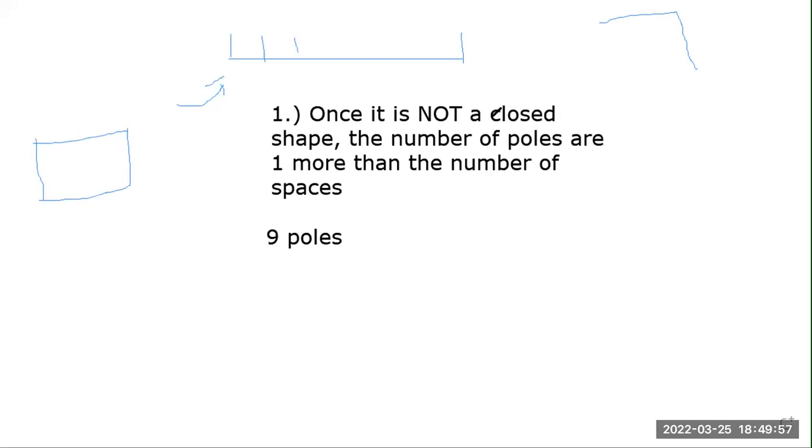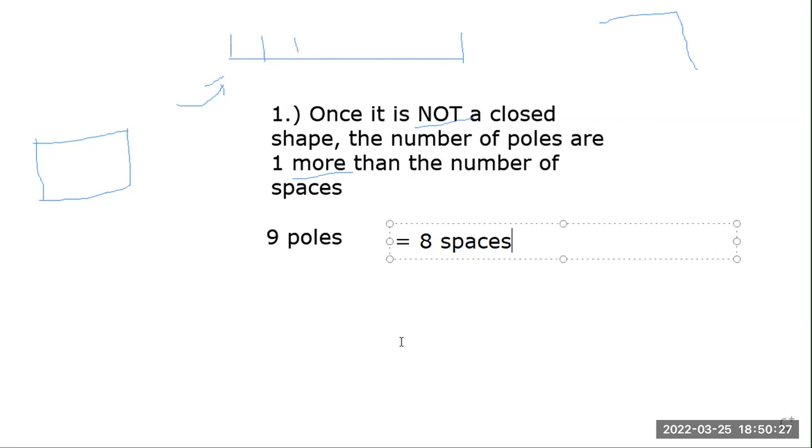Right, so once it's not a closed shape, the number of poles is always one more than the number of spaces. We can also take this the opposite way: the number of spaces could also be one less than the number of poles. So if we have 9 poles in this question, we would have 8 spaces, because we are dealing with not a closed shape, a line.